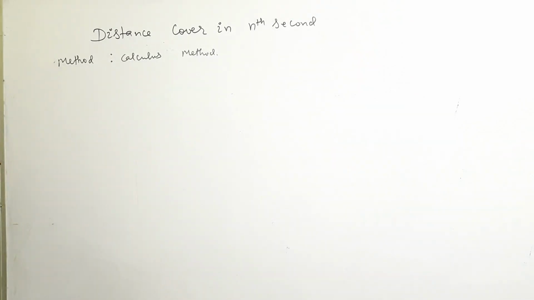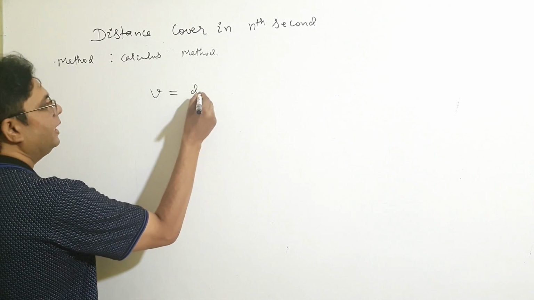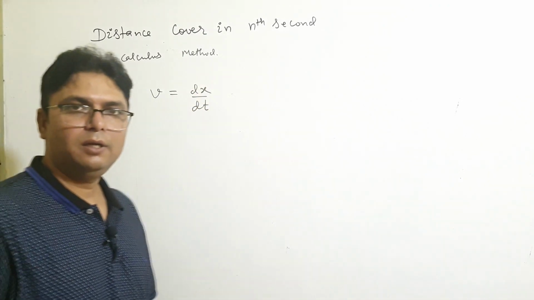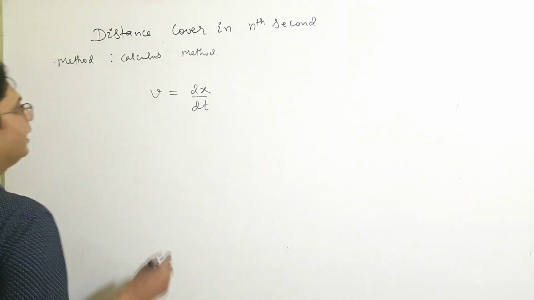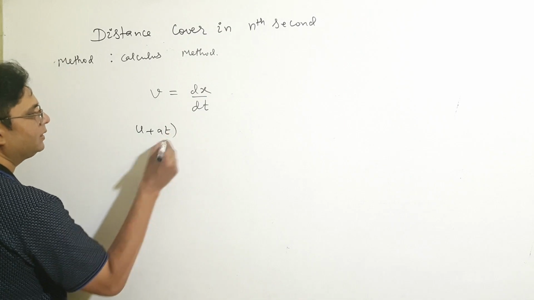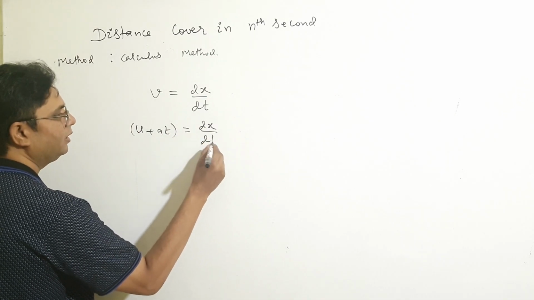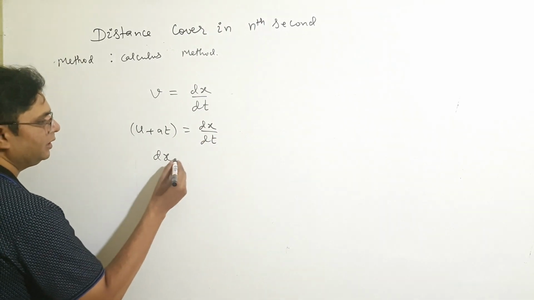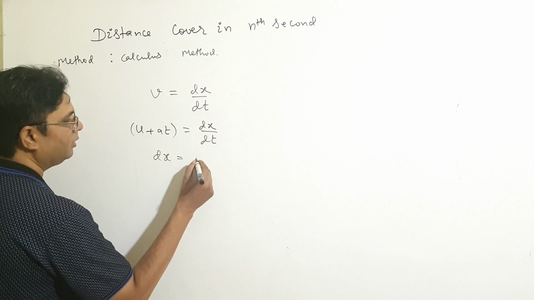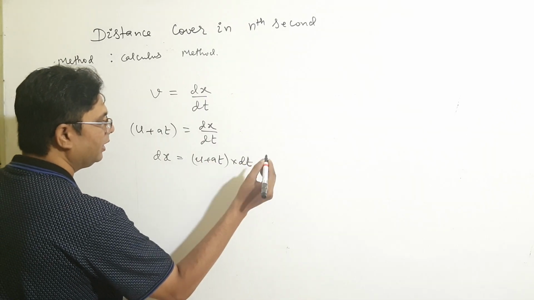So you know that v equals dx upon dt. This is said to be instantaneous velocity. And here you know that v equals u plus at. Put here u plus at, and this equals dx upon dt. So dx equals u plus at into dt here.